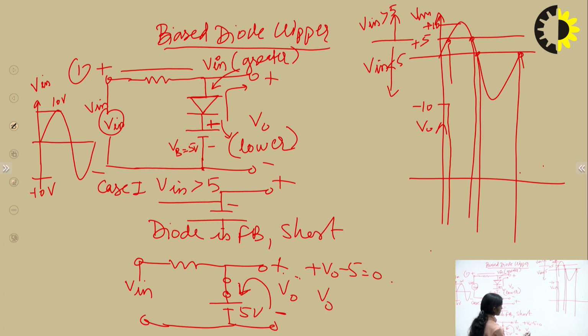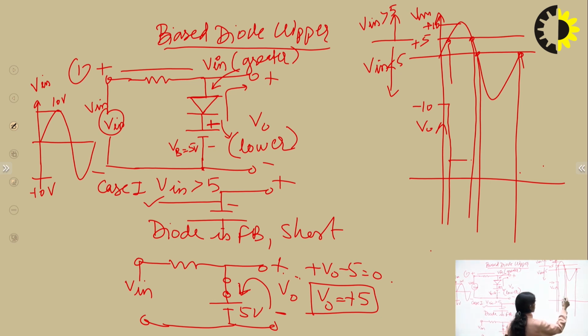So V out is coming out to be plus 5 volt, that is the constant value. So for the case Vin greater than 5, output will remain constant at plus 5 volt. And for the remaining portion, we will again solve the circuit. So this is for Vin greater than 5 volt.